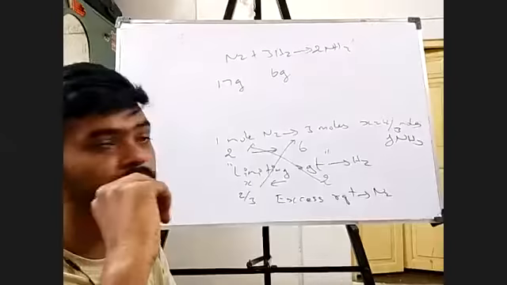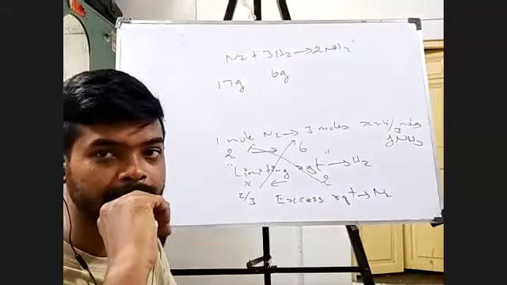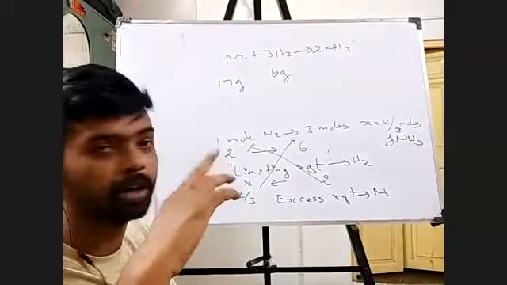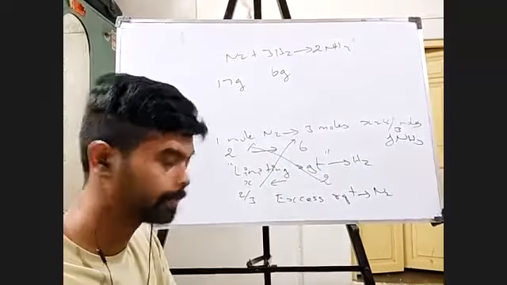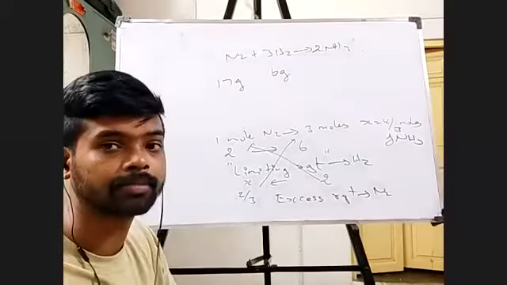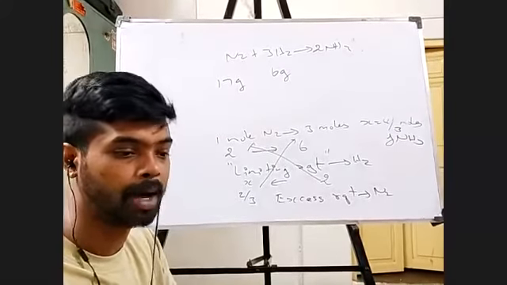N2, sir. Correct. N2 is the limiting reagent, right? Okay, fine. Now go for the product formation. How much will be the amount of product formed? NH3 mass.